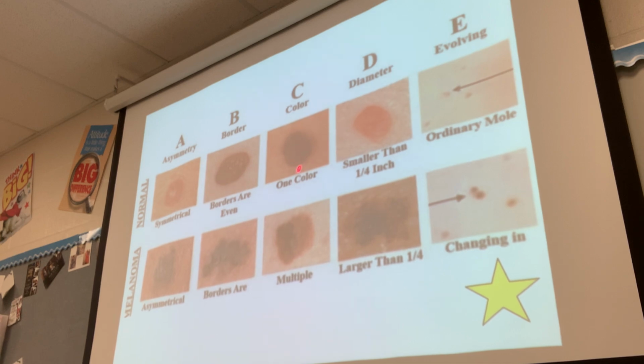This one is one color throughout. This one is two colors. This one is smaller and this one is quite large. And then this shows that it has changed over time. So that's an indication as well.